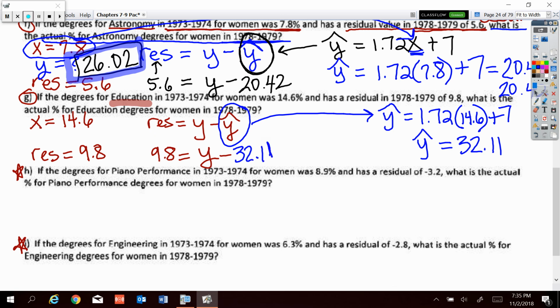All right, so I'm going to finish out this equation here. Add that 32.11 over. I believe today my students were telling me somehow we're getting y equals 41.91 something, so somewhere in that vicinity. That's the final answer for the actual percent of education degrees in 78-79. All right, that's all, and we'll save H and I for next class as a little review.